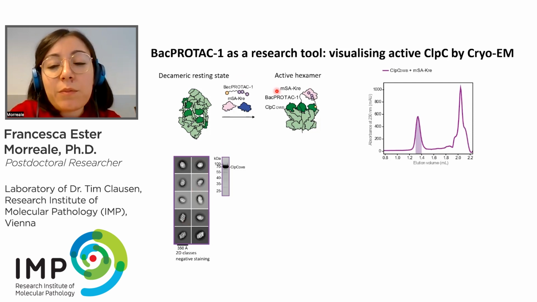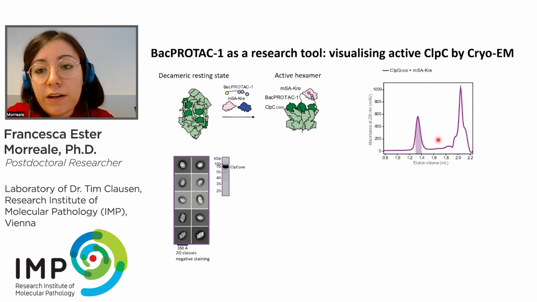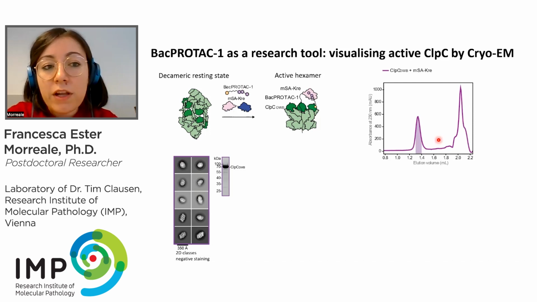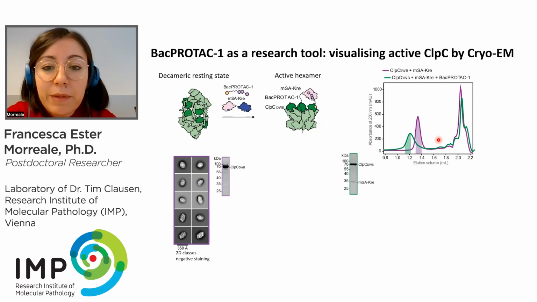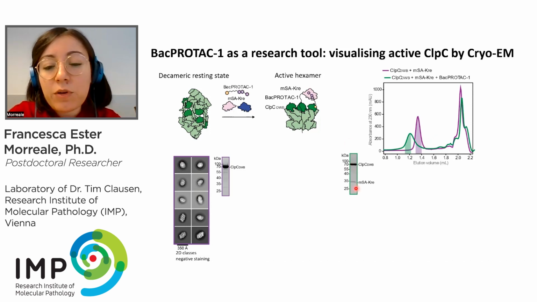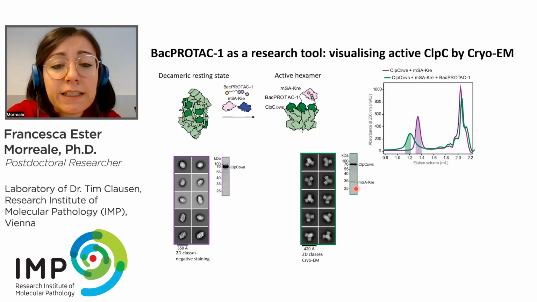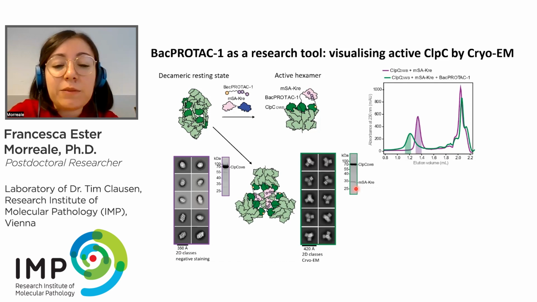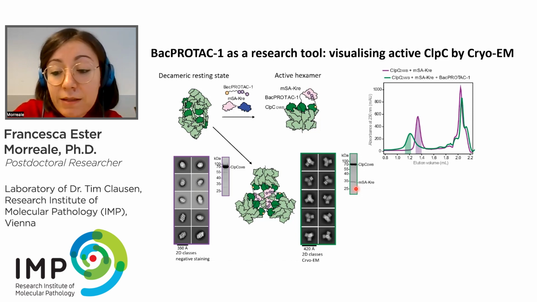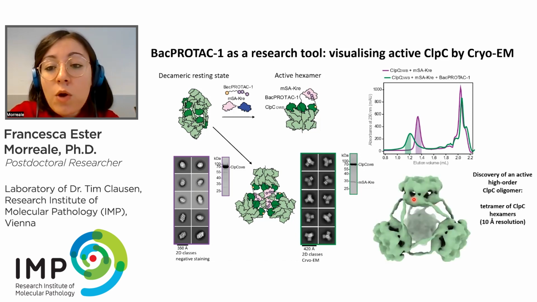However, when I add my BacPROTAC, I would expect a shift of this peak to the right, which means the complex becomes smaller, from a decamer to a hexamer. However, what we observed is that the complex was actually becoming bigger, and running this sample on a gel, both proteins were present. When studying this with electron microscopy, we could see that this was not an aggregate but something very ordered, and not a single hexamer, but a tetramer of ClpC hexamers. This was the resulting 3D map, where you can see four hexamers coming together to degrade the proteins, held together by these middle domains.